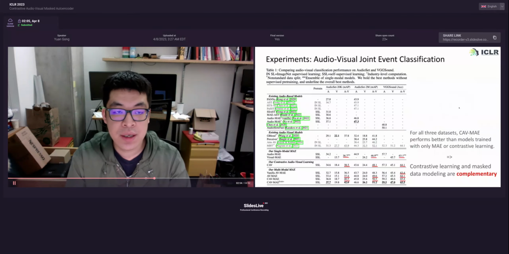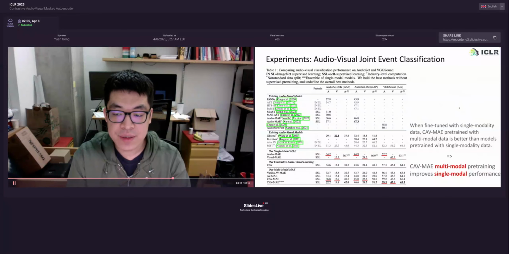Let's look at the results. For the audiovisual joint event classification, we find that combining MAE and contrastive learning always leads to a performance improvement that is consistent across all three datasets. So the conclusion is that contrastive learning and masked data modeling are complementary for this task. Another interesting finding is that multi-modal pre-training always improves the single-modal performance. That means even if you are only interested in a single-modality model, it's better to train the model in a multi-modal manner.